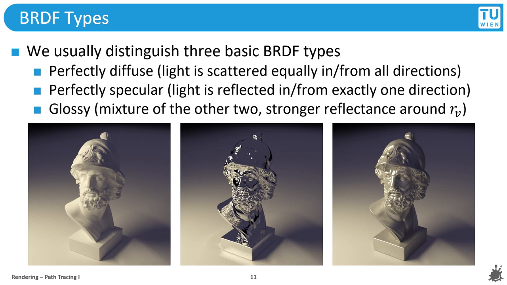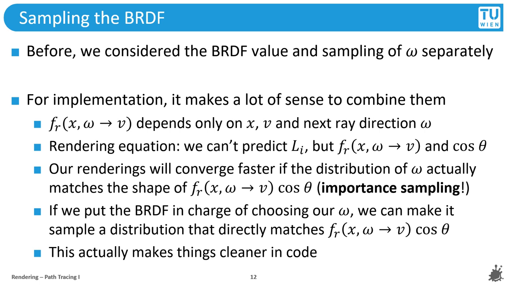Before, when we talked about picking a new direction for sampling the hemisphere, we always considered this to be its own methodology, and we discussed several different methods. We talked about uniform sampling and cosine-weighted sampling, but it actually makes a lot of sense to fuse this concept with the BRDF in a render implementation and extend our scenes to define BRDFs for each mesh. Why is that? We know that the result of the BRDF evaluation depends on the point X, direction V, and direction omega. At each hit point X, we could simply check the corresponding mesh and fetch its material BRDF.